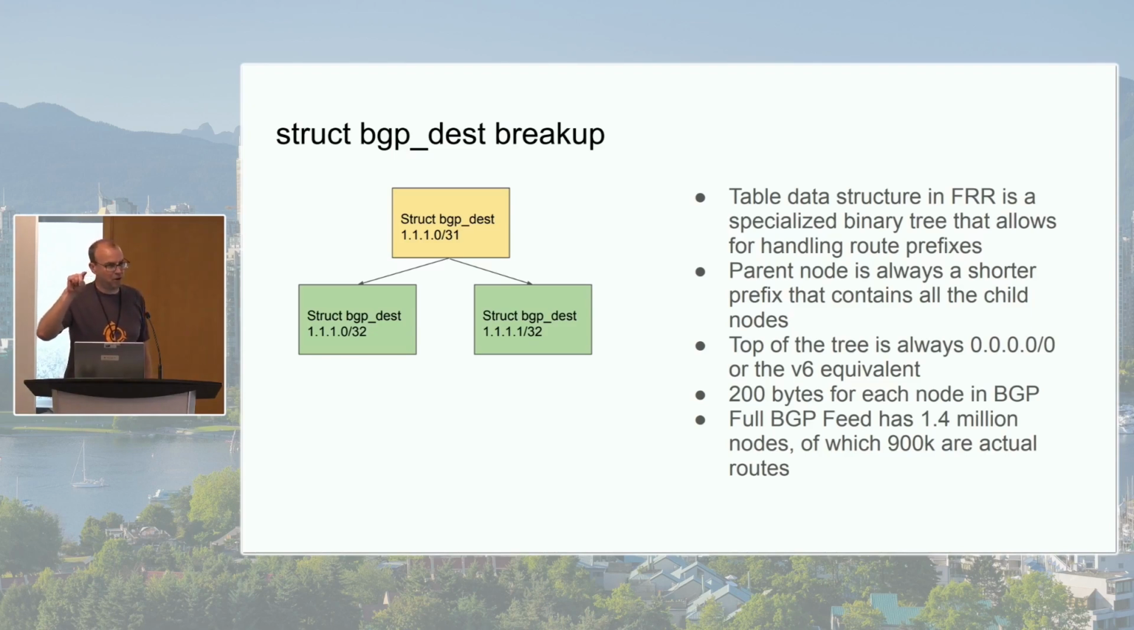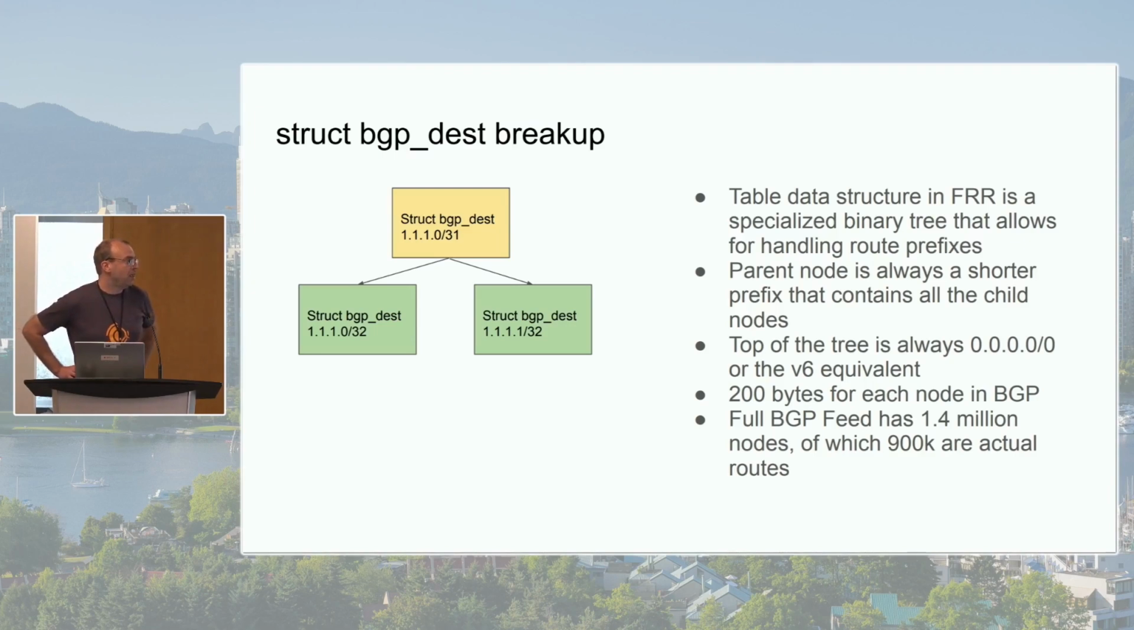And FRR builds the entire tree all the way up to the parent, the top node, which is the quad 0 for V4 and V6. It's a full 0 nodes. And that's about 200 bytes for each BGP node. The reason why we want to break this up is that a full BGP feed of, say, 900 plus 1,000 routes has 1.4 million struct bgp_dest nodes.